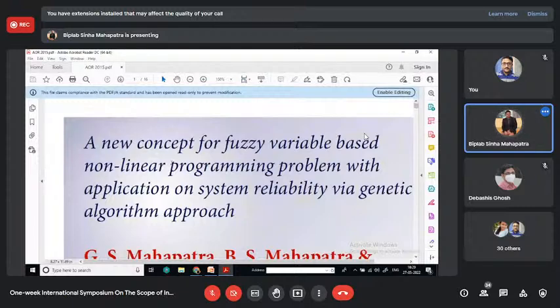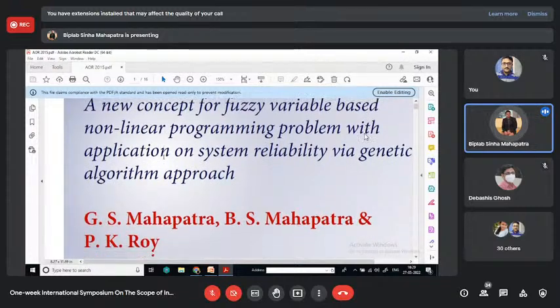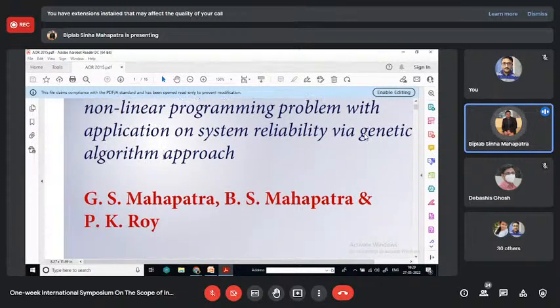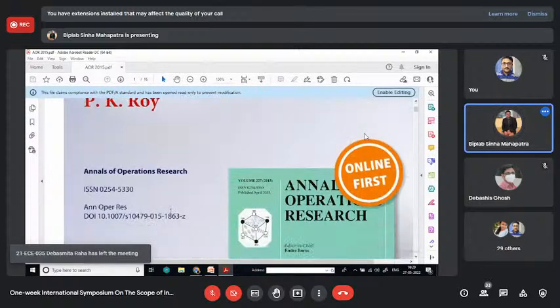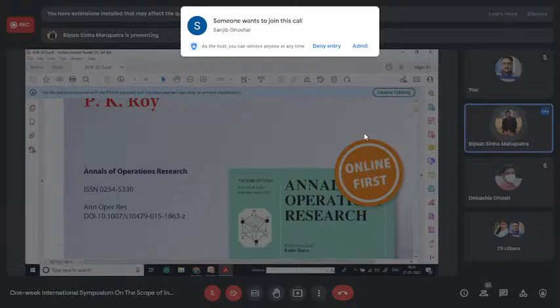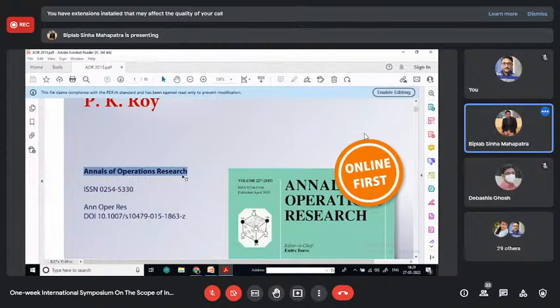This is our title of this research article. These are the authors. These are the three authors we have. You can see my name also in between them, and then this is the Annals of Operations Research. This is the journal we have found where we can publish, because this journal accepts this type of research article.